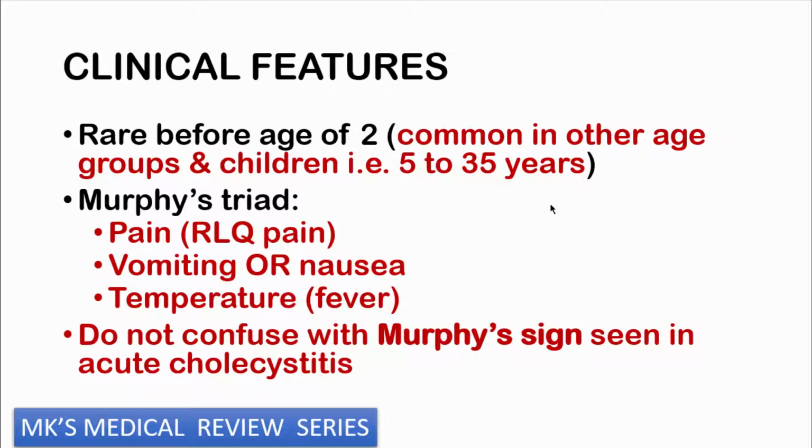For example, when you are palpating underneath the right subcostal region and you ask the person to take a deep breath while seated in bed, you palpate underneath the right costal margin in the area of the gallbladder. Once the gallbladder comes into contact with the palmar aspect of your hand, this is going to induce some pain, and they'll stop inhaling deeply because the gallbladder is inflamed. So that's Murphy's sign. Murphy's triad is what you see in appendicitis. Murphy's sign is seen in acute cholecystitis. Please do not confuse the two, especially on MCQ questions and exams.